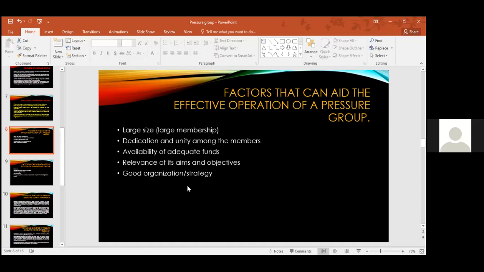And then the last one, good organization or strategy. Everybody, even personally, you need a strategy to be successful. So also pressure groups need strategy. They need a good organization. What do you mean by organization? Like coming together of different bodies to form a whole. If you check all pressure groups, they always have a cadre, like a hierarchy, so each person knows what they are meant to do. By each of them doing their duties, they come together to form that force that the government can reckon with. So good organization and strategy is one of the most important factors for effective operation of a pressure group.